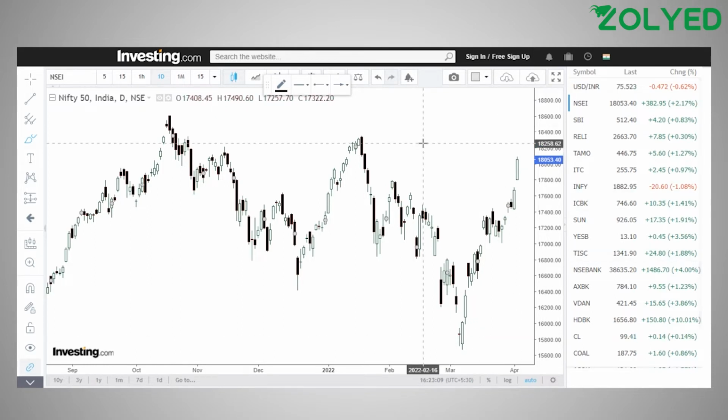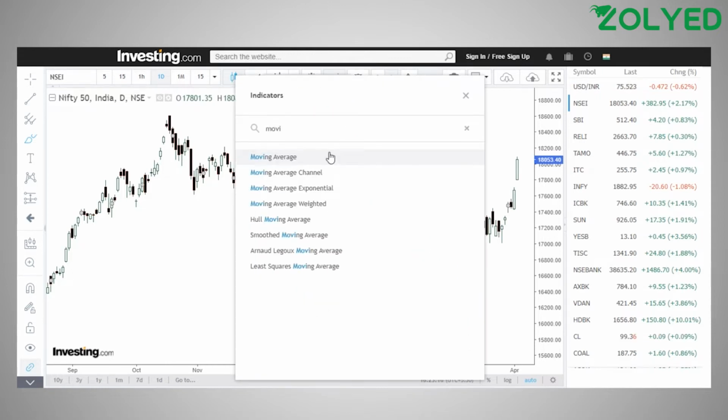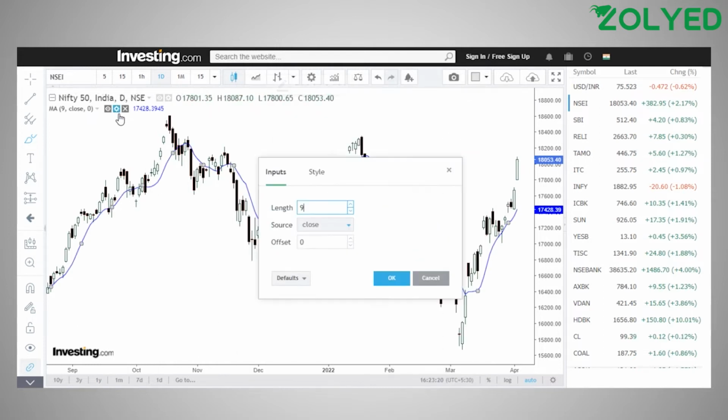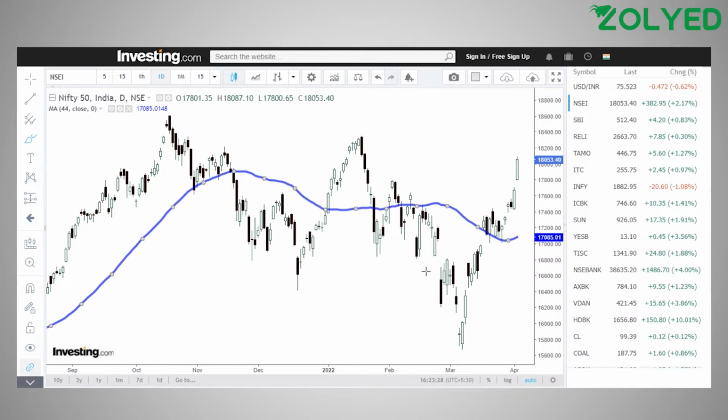Okay, and first of all, I just want to add a moving average over here. Okay, so I have added the moving average. What I need to do, I have to edit it to 44, and then let's keep it a bit thick, and now it will help us out. All right, so this is a moving average, but let's understand how a Doji candle looks.